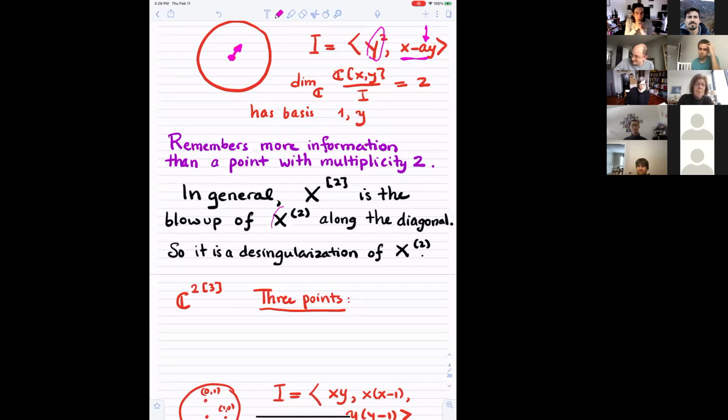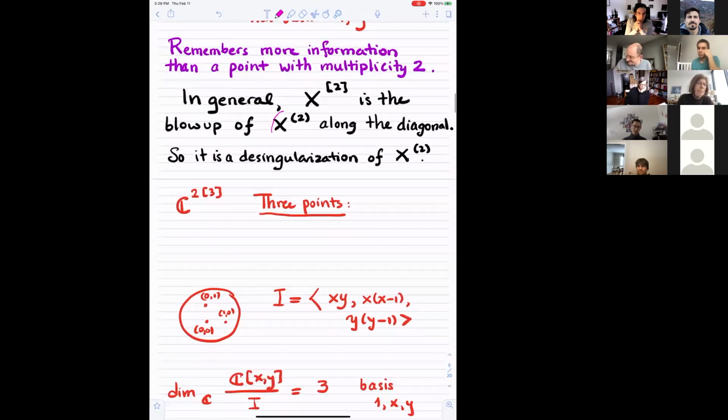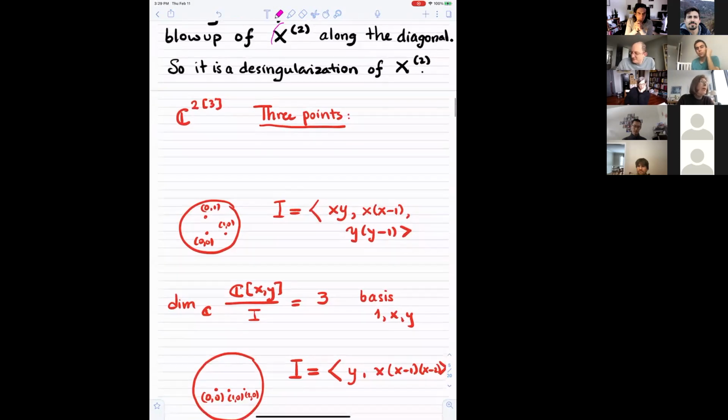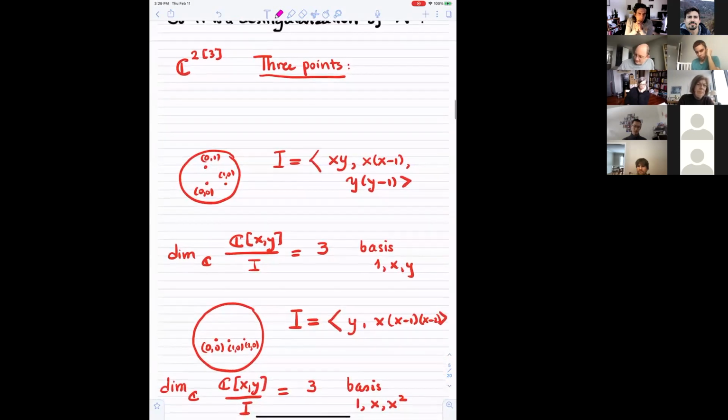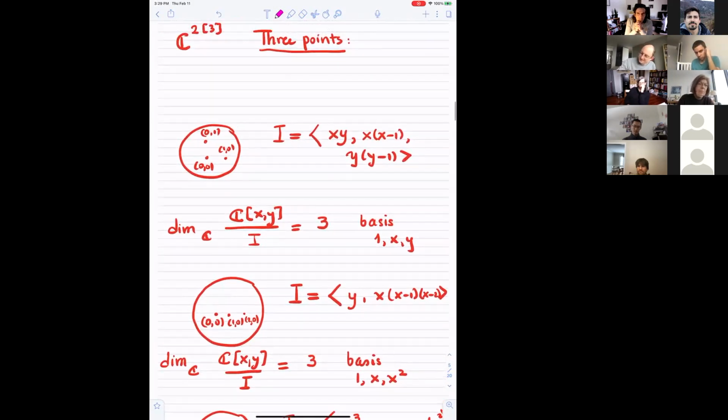So to get a little bit more of the flavor, I think we should also look at 3 points. Again, let me take C^2 so that I can write down the equation. You see, when you write down your ideals, these ideals can reflect both the global geometry, and then the local geometry can come into the picture too. So let's see some examples.